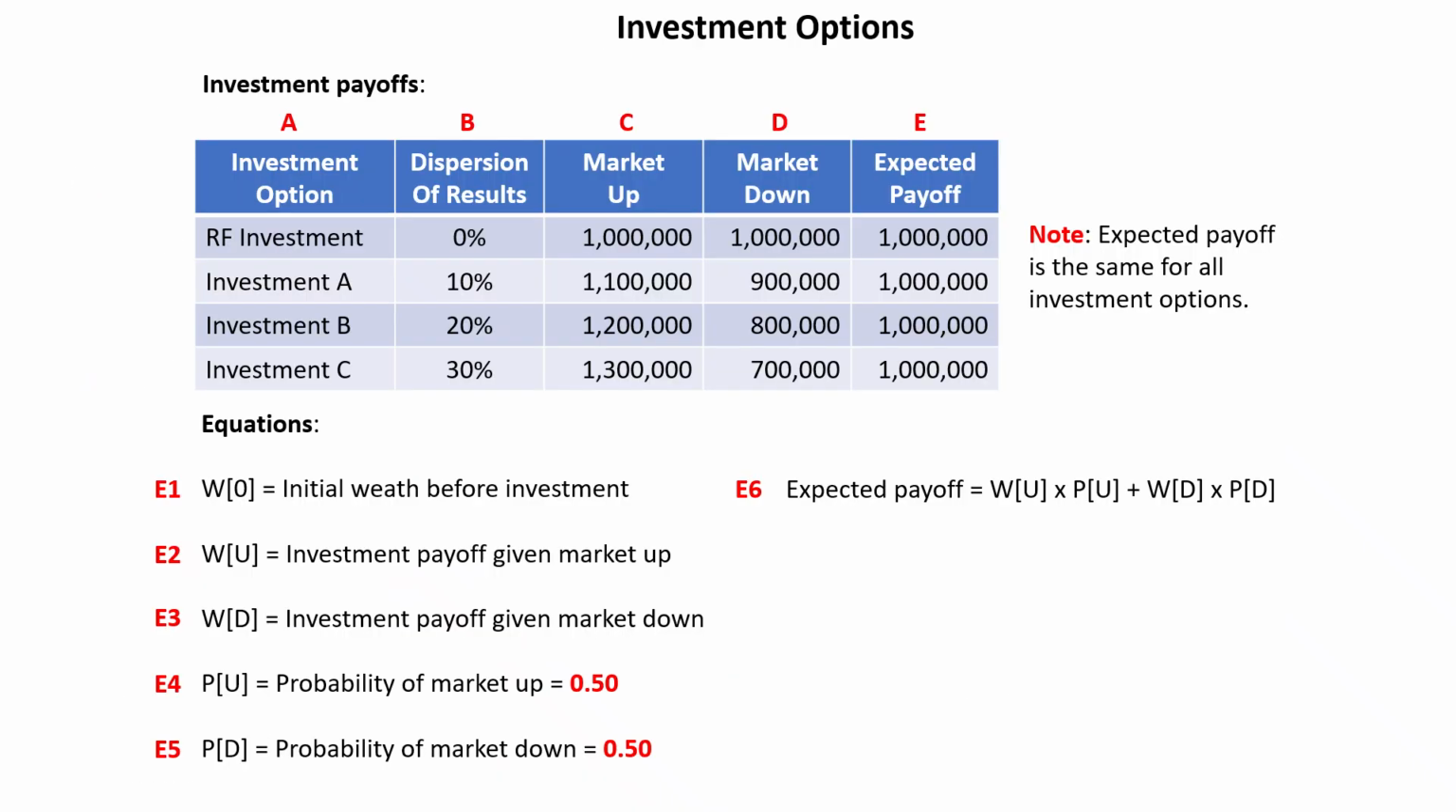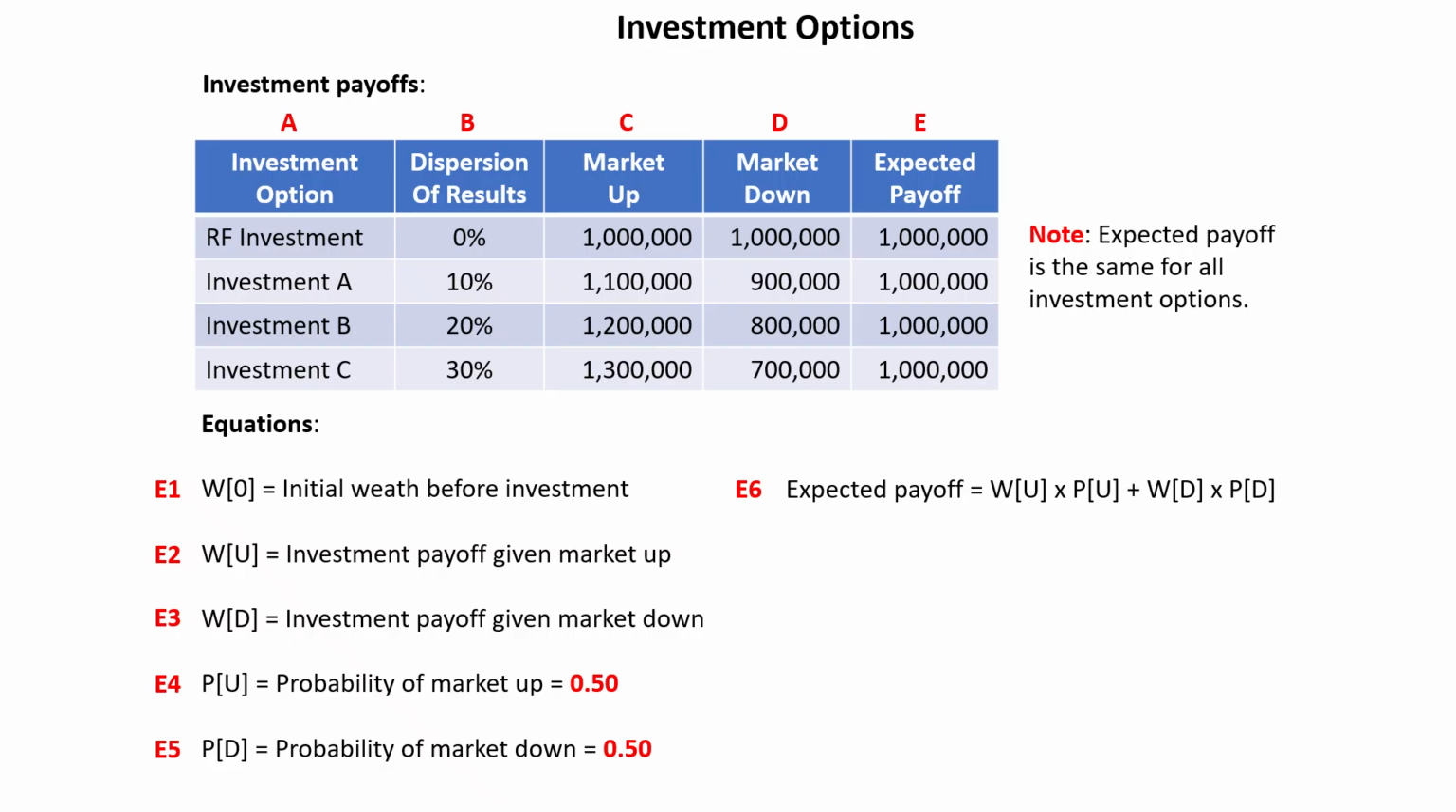So now what we're going to do is build a utility model for various investment options. If we look at that table and go to column A, these are our options. We have the risk-free investment option, and we have investment A, investment B, and investment C. Column B is the dispersion of results, and you can see how dispersion factors into columns C and D.